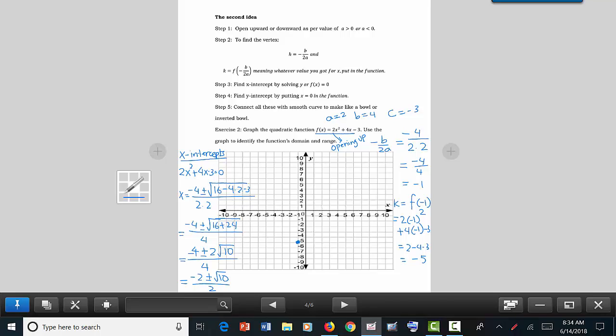Now, you can use the calculator. The square root of 10 is slightly more than 3. And then adding negative 2, that is positive 1, and it is half. So slightly more than half. Maybe it seems somewhere here.